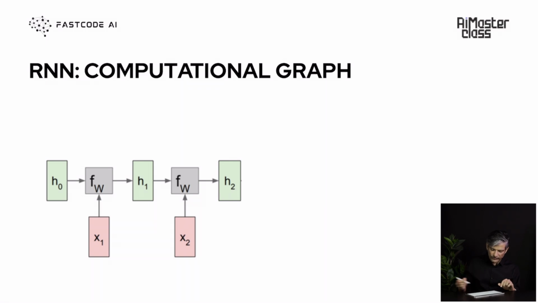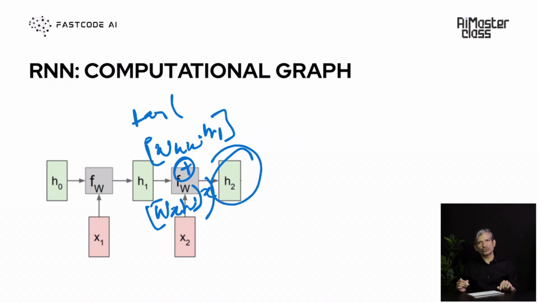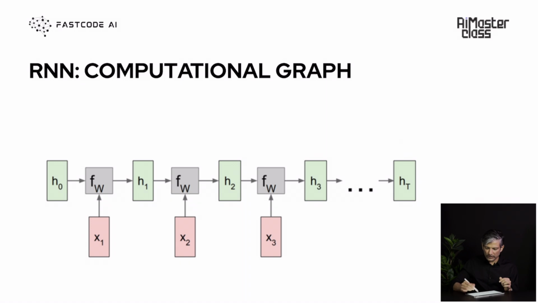And then you do the same thing again, right? So you do the same function. So you again have your WHH, you have your WXH, you multiply this with your H1, you multiply this with your X, you then do this pointwise addition of this, and then on top of all this you do a tanh, and that gives you your H2. And then you keep doing this until your final hidden state.